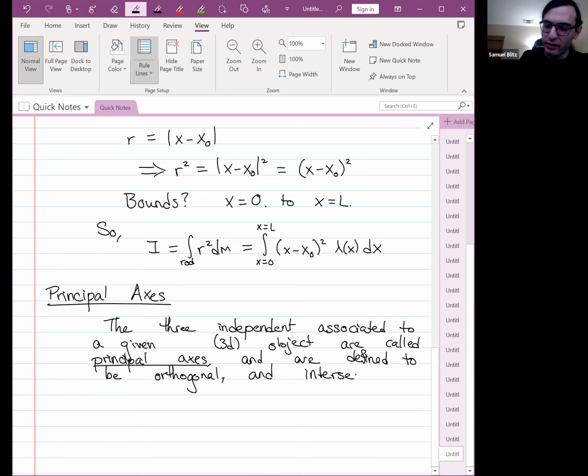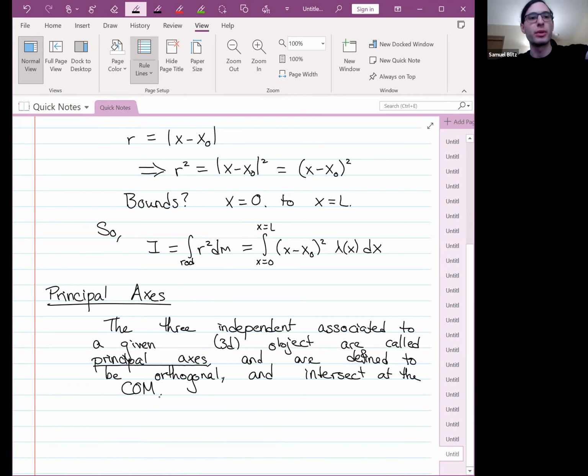So the principal axes, just to reiterate, are the three axes that are perpendicular to each other and all intersect at the center of mass. That's what the principal axes are. And further, typically, the principal axes are relatively easy to guess. For example, for something like a cube, or a rectangular prism, they're just perpendicular to the faces.